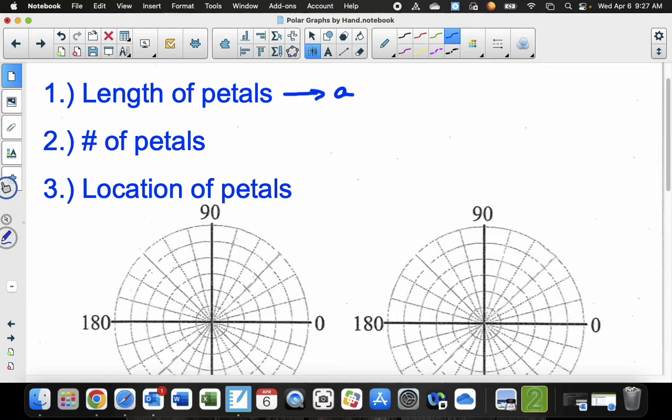Okay? Number of petals. This comes in two parts, and what it relates to, you should have figured out, is the value of n. If n is odd, if you have an odd value of n, how many petals? For example, if n was 3, how many petals would we have? 3. Then that's the same number of petals. If n is 5, you got 5 petals. If n is 7, you got 7 petals. Okay? So if you have an odd value of n, that is the number of petals.